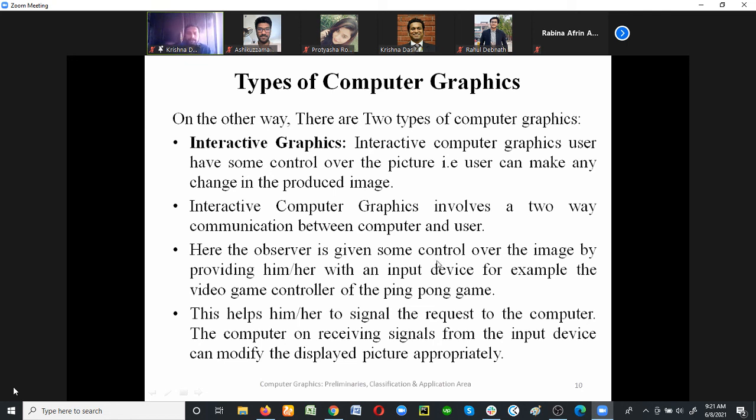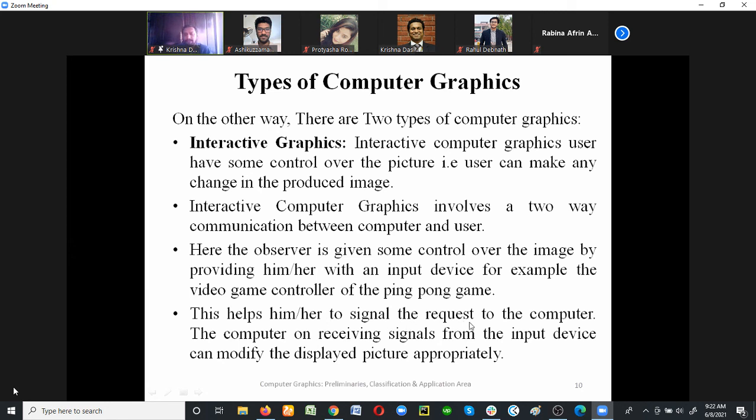Here the observer is given some control over the image by providing an input device. For example, the video game controller of the ping pong game. Say you are playing a game and you are trying to stroke a ball, and that ball hits another one. According to your input with the device, the image on the screen has been changed.